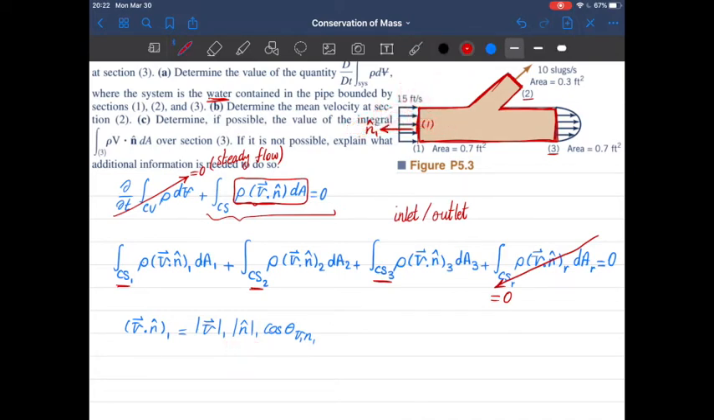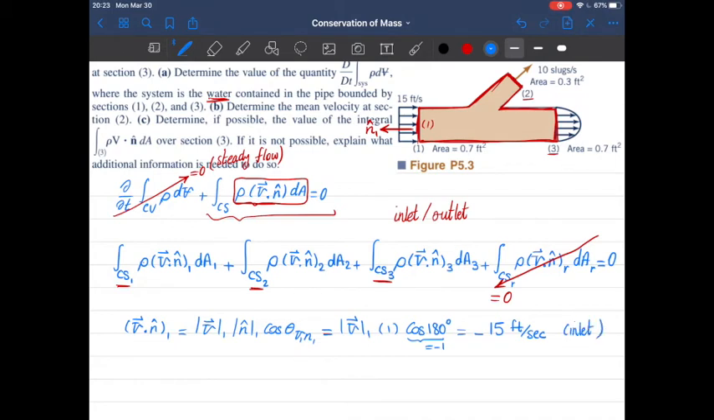So here this will be equal to the magnitude of the velocity times the normal to the surface times cosine of 180 degrees, which is equal to minus 1. So this will be equal to minus the magnitude of the velocity at surface 1, which is 15. So this is v dot n for surface number 1, which is the inlet.